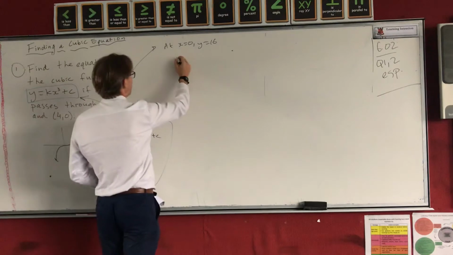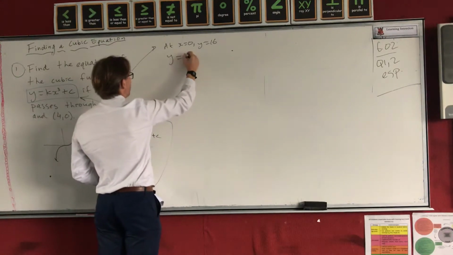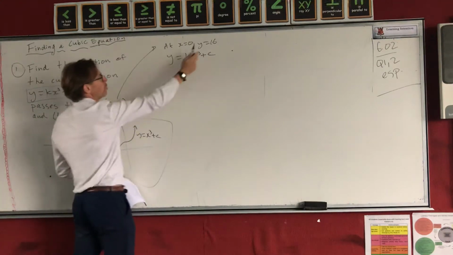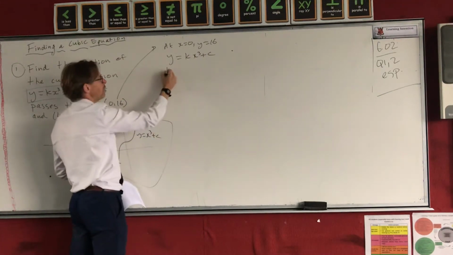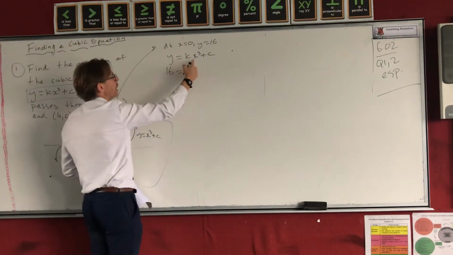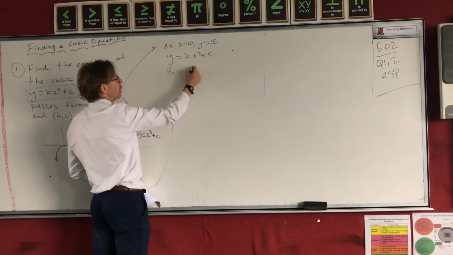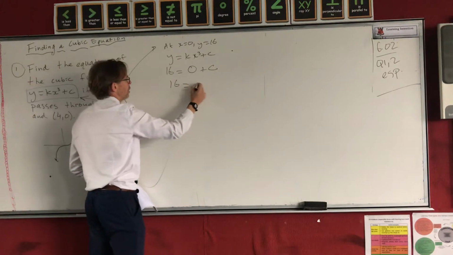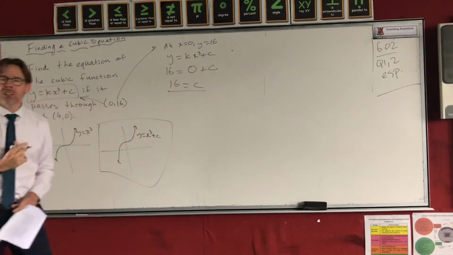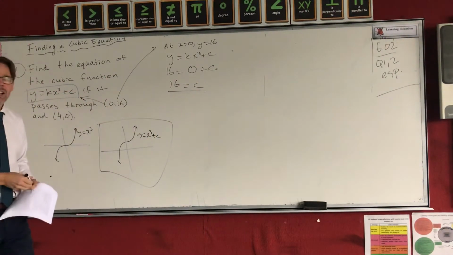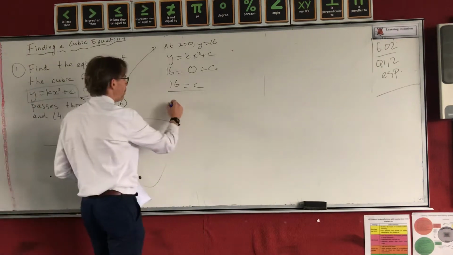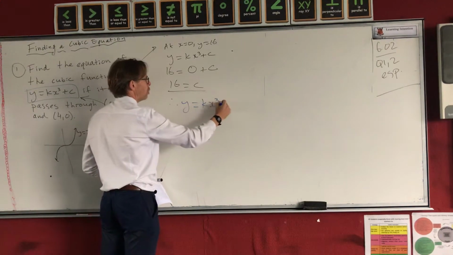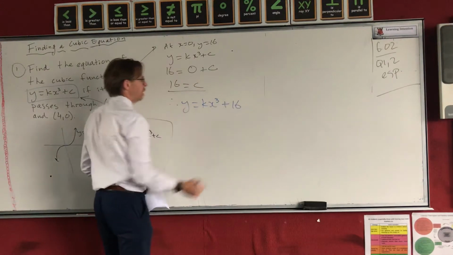Here's my equation, y equals kx cubed plus c. I'm going to put y equals 16 in there. So I get 16 equals, x is 0, so that's going to be 0 there, plus c. That gives me c is equal to 16. Now I can update my equation. So therefore, y equals kx cubed plus 16.